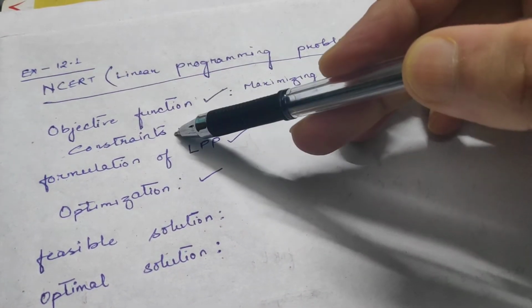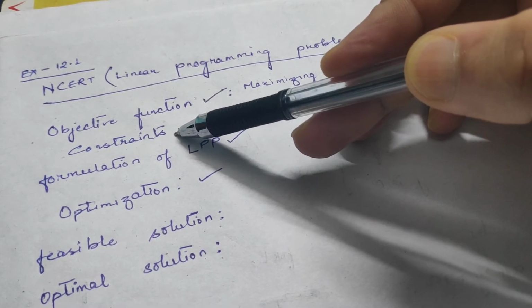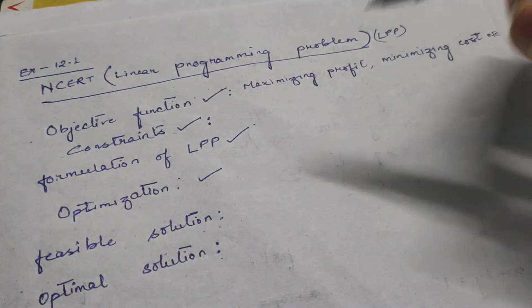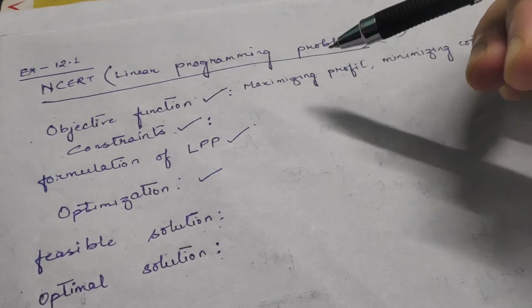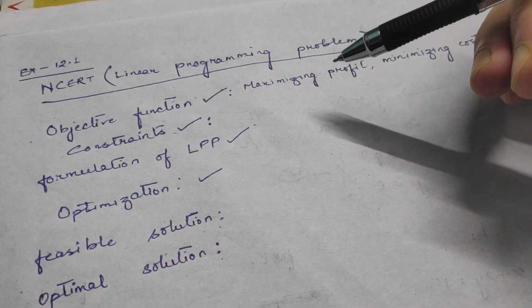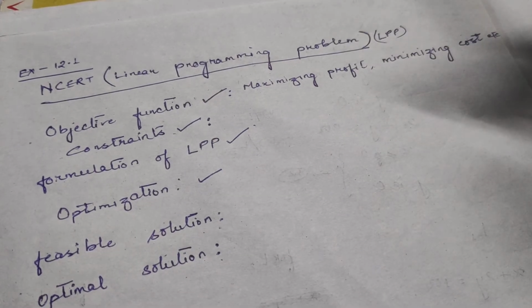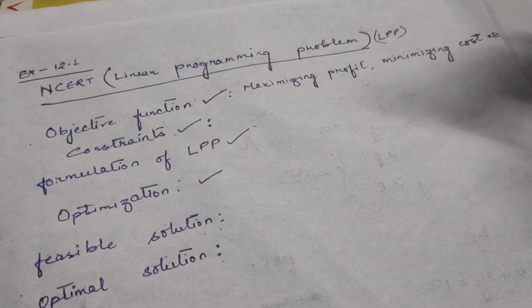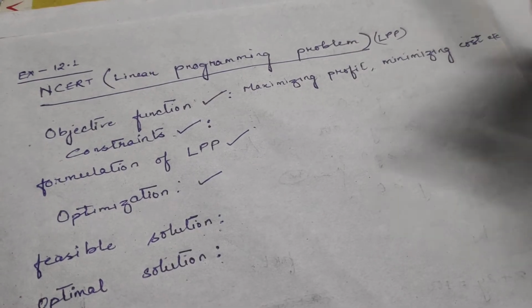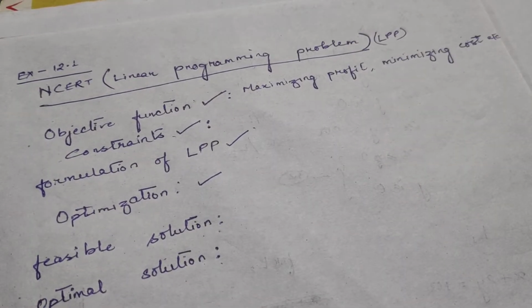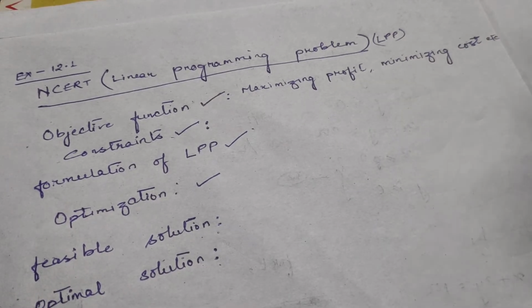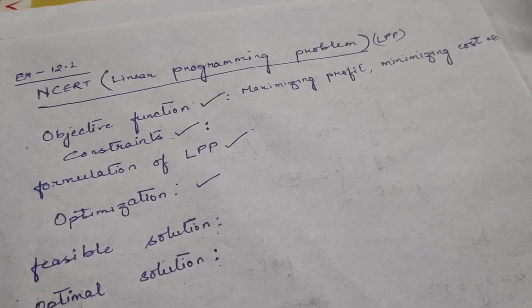Constraint. Now what are constraints? Constraints are limitations. If I am producing some products, what are the constraints? I have a limited number of hours my machine works. I have a limited amount of money. I have a limited amount of time. So these are constraints. In the problem, when you read, you will see there are limitations for machine, for money, for production. Those are constraints.